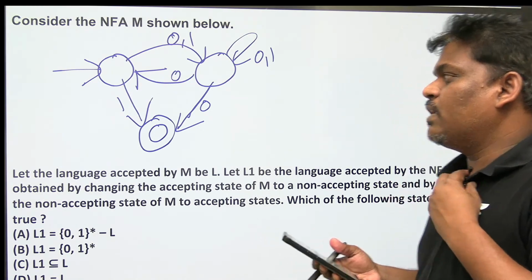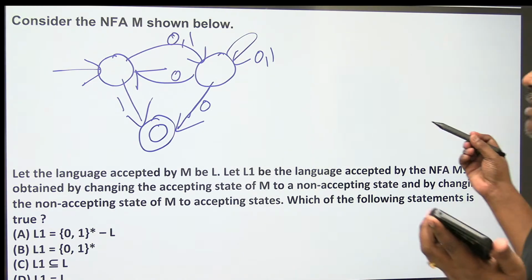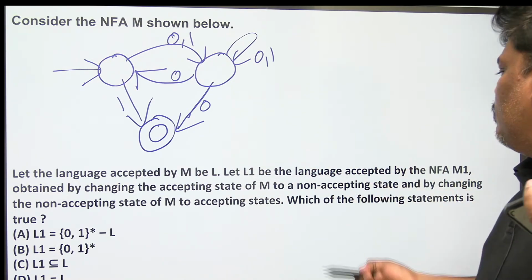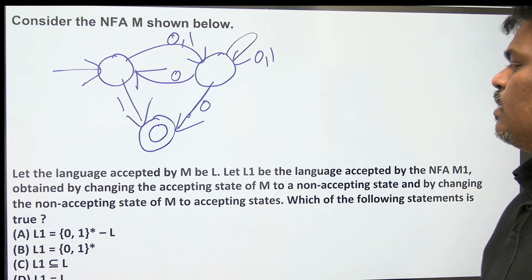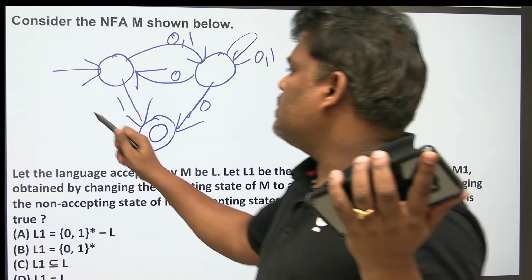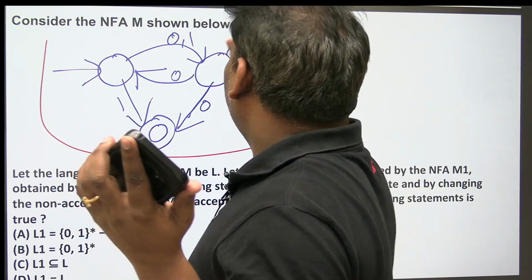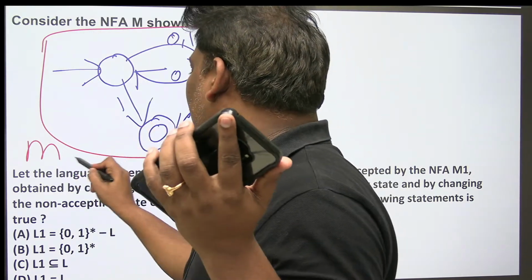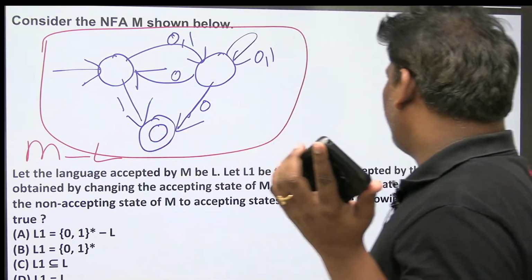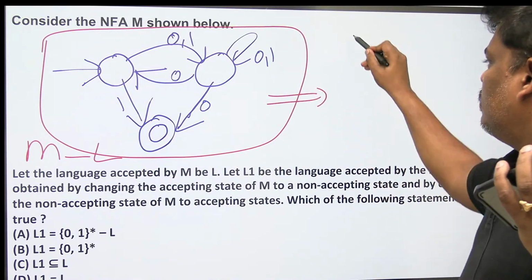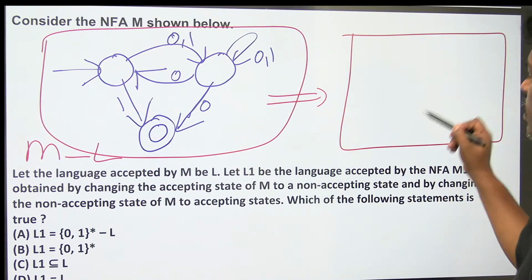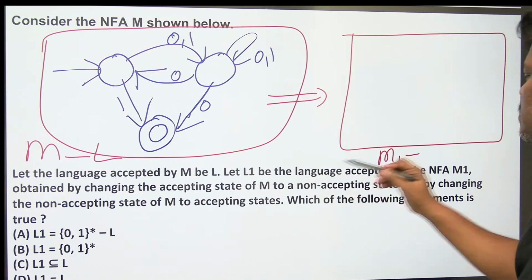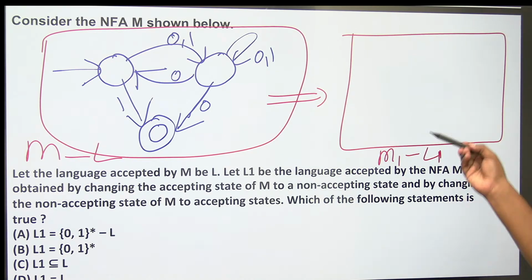Yeah. So what is the answer for this? Remember this. Let the language accepted by M be L. Let L1 be the language accepted by the NFA M1 obtained. So listen, this is M. Language accepted is L. Next one, and one more is drawing, M1. Language accepted is L1. But how to get M1?